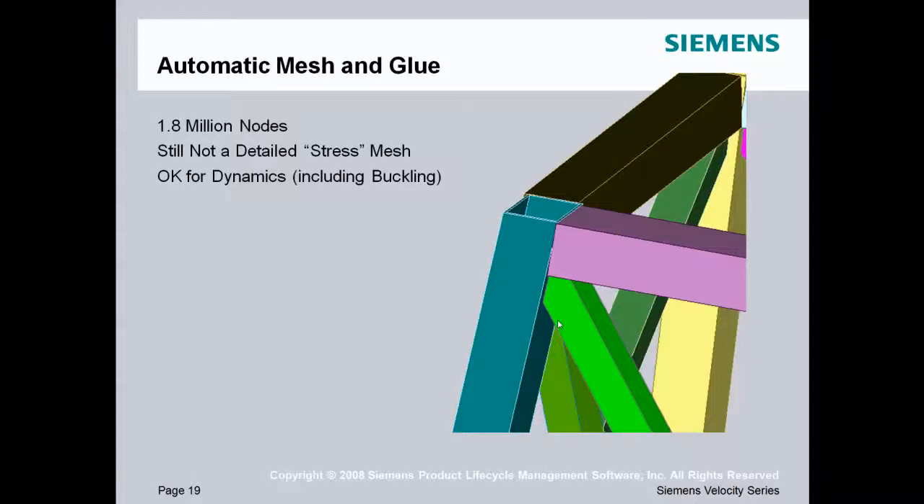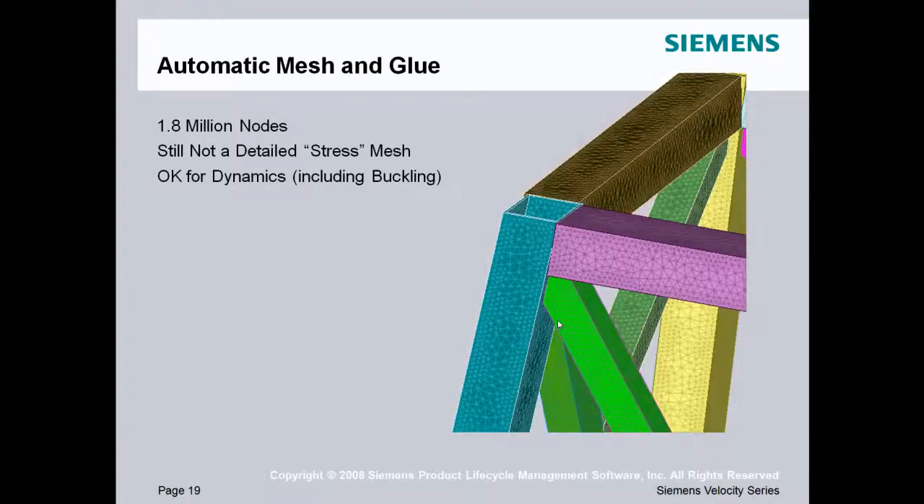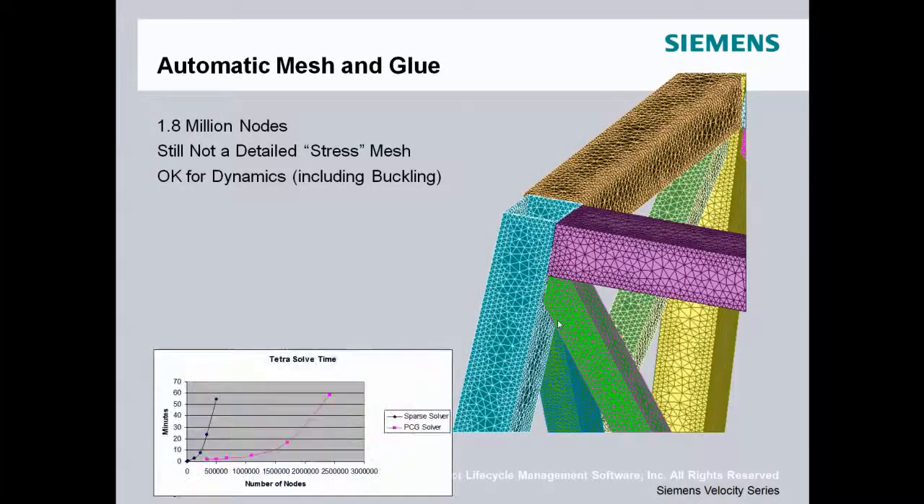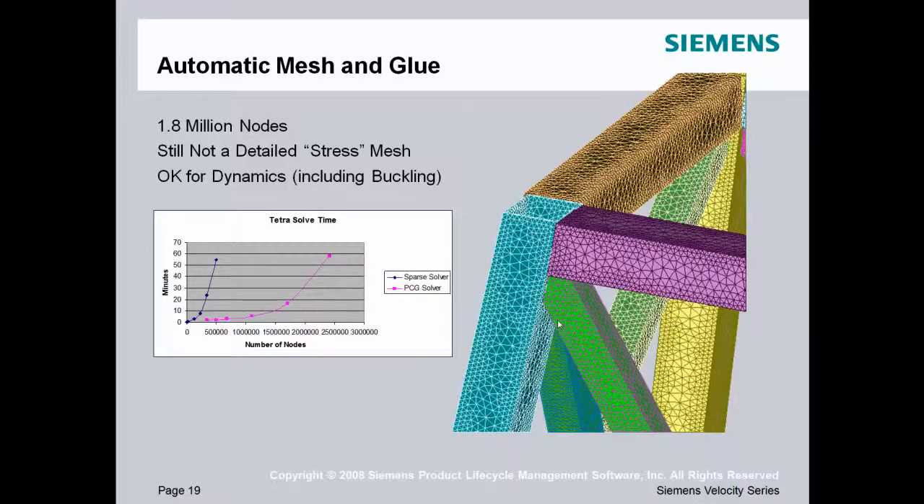You could certainly just TET mesh this entire structure and use glued contact and NX Nastran to hook all this thing together. However, the model is going to be quite large. You can see there that mesh-wise, it's 1.8 million nodes. In a linear static type situation with some of the new iterative solvers, you could certainly run a statics run on that in a reasonable time.